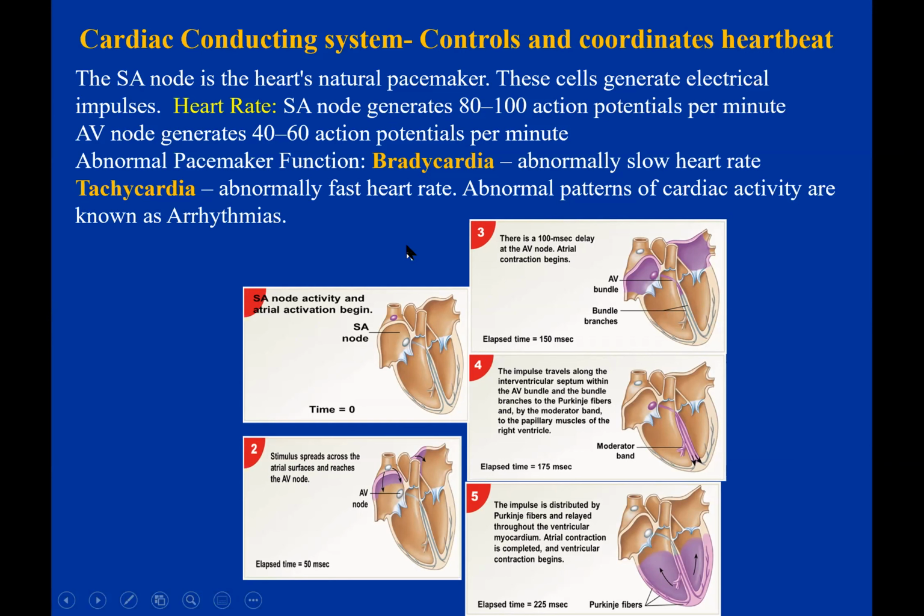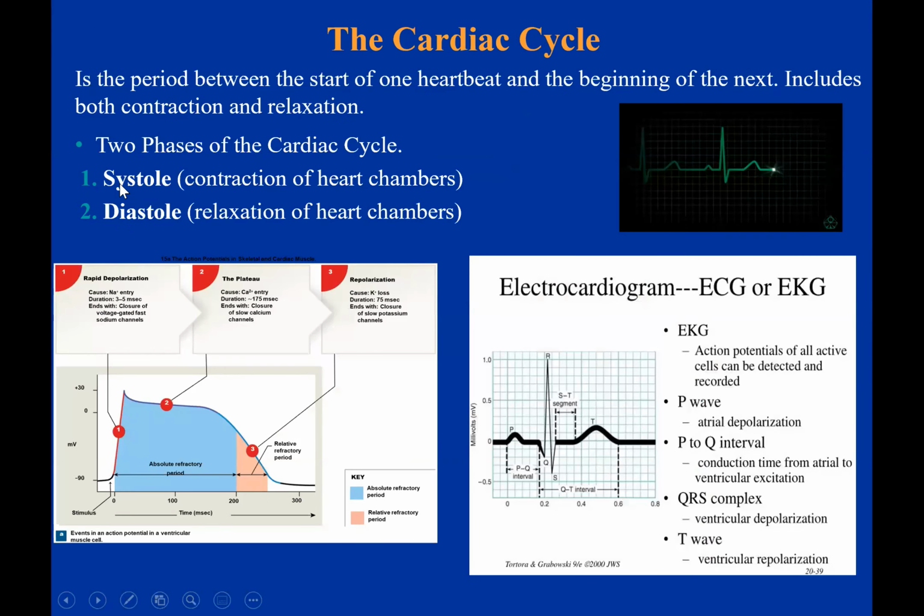Any kind of abnormal heart activity is called arrhythmia. When your heart beats slowly, it's called bradycardia, and fast is called tachycardia. So there are two main phases in the cardiac cycle. The cardiac cycle is the period between the start of one heartbeat and the beginning of the next. When you say systole, it refers to the contraction of the heart chambers. And diastole is relaxation of the heart chambers.